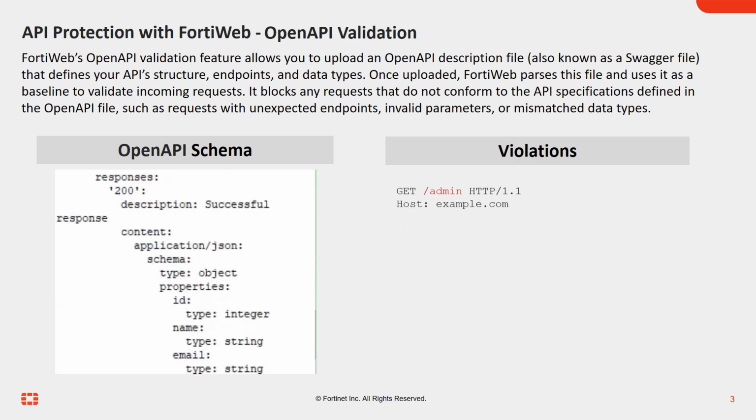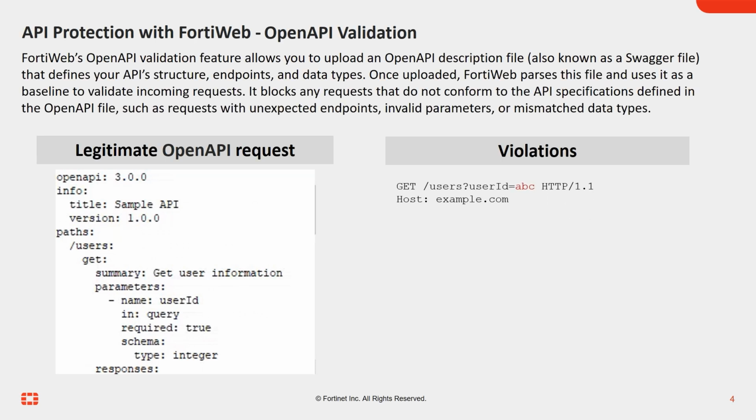An attacker sends a request to an endpoint that is not defined in the OpenAPI specification, such as /admin. FortiWeb validates the request against the OpenAPI specification and blocks requests to undefined endpoints. It ensures that only the specified endpoints are allowed.